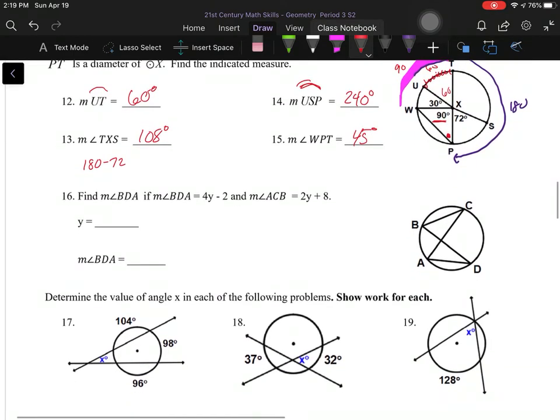Find the measure of angle BDA if the measure of BDA equals 4y minus 2 and the measure of ACB equals 2y plus 8. So they're trying to get us to find the measure of BDA. They want us to find this angle right here.